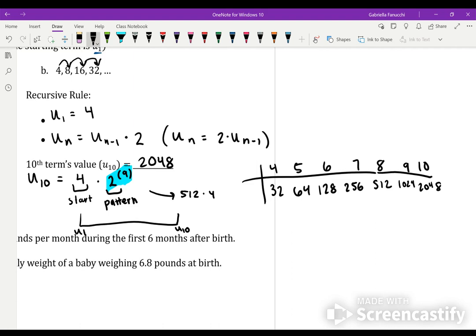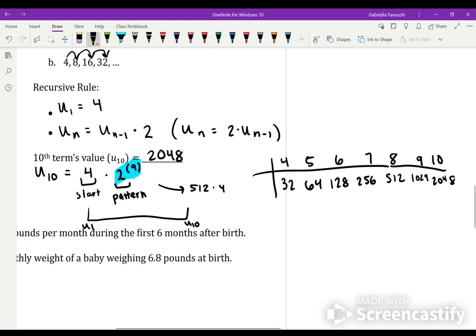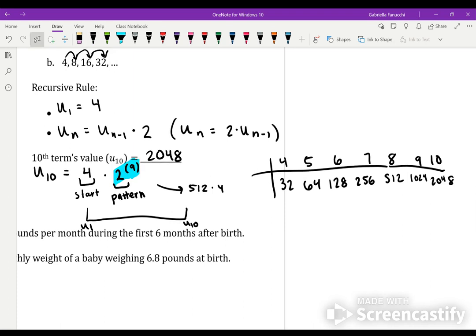Okay, so again, table works. Table does work, but if we wanted to know the 20th term value, u sub 20, it would take you a very long time. You would need to write out the expression.